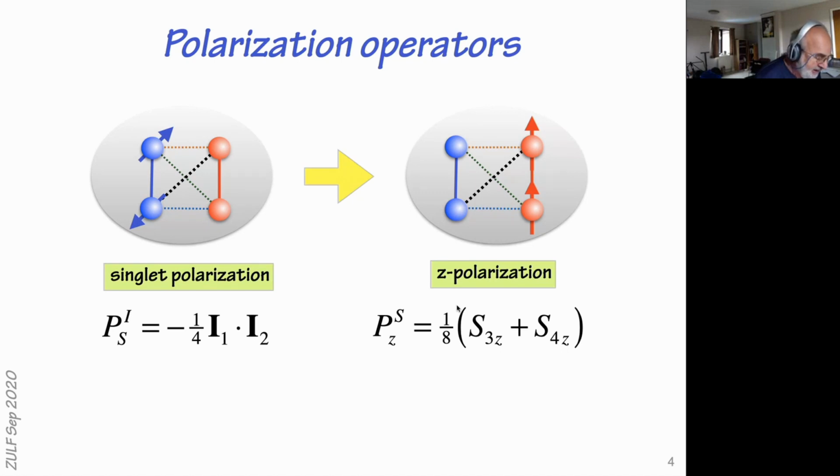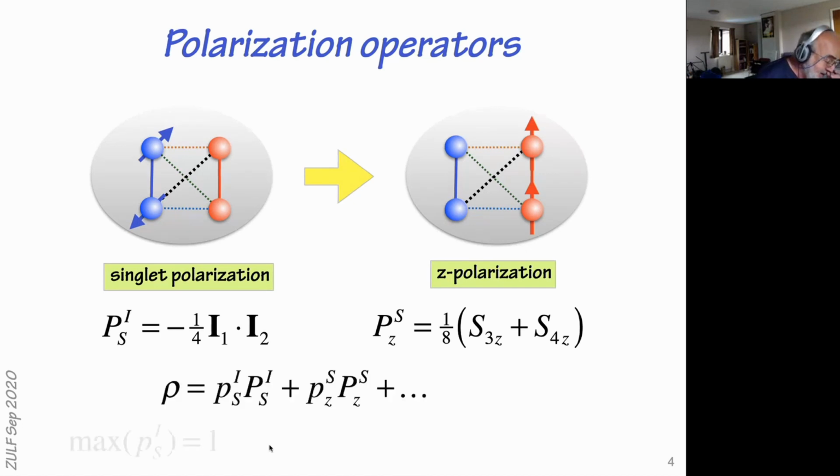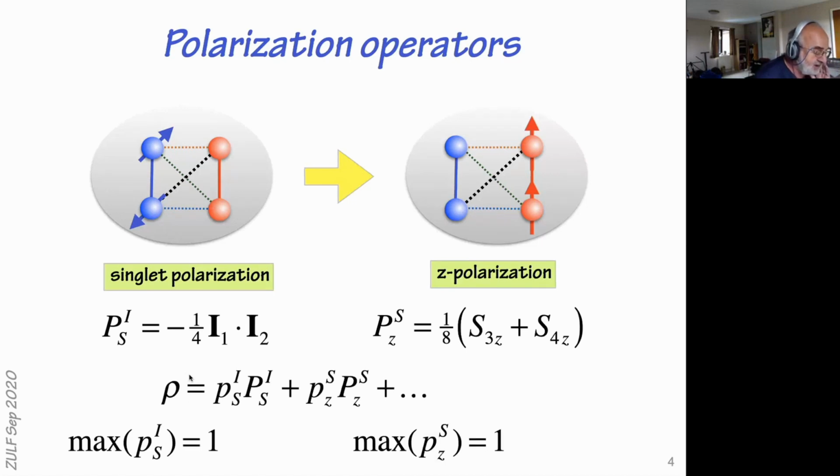So I would say let's just live with these particular definitions. What these definitions have is a convenient property: if the spin density operator, which describes the state of the spin ensemble, is expressed as a sum of this singlet polarization operator multiplied by some factor and some Z polarization operator multiplied by some factor plus other orthogonal operators, the maximum singlet polarization you can have is 1, and the maximum Z polarization, 100% polarization, is 1.